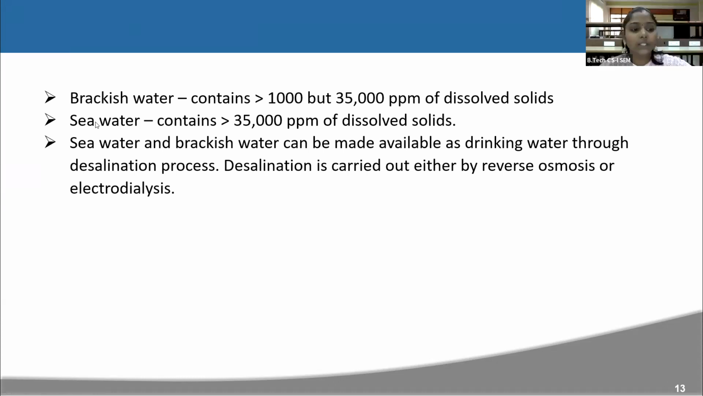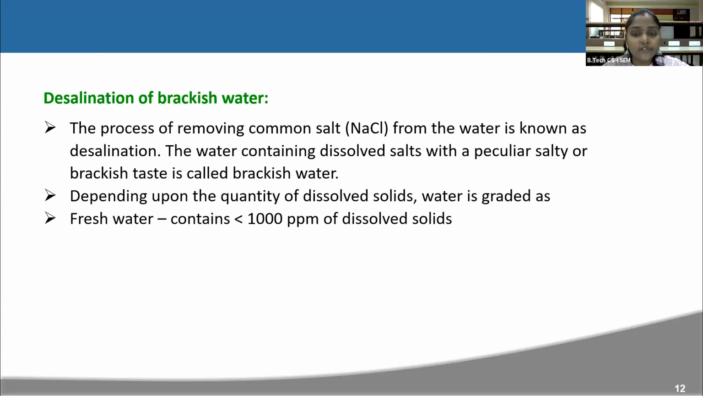So desalination means removal of salts. What is the meaning of saline water? Salt water is nothing but saline water. So desalination means removal of salts. Brackish water is treated through desalination.